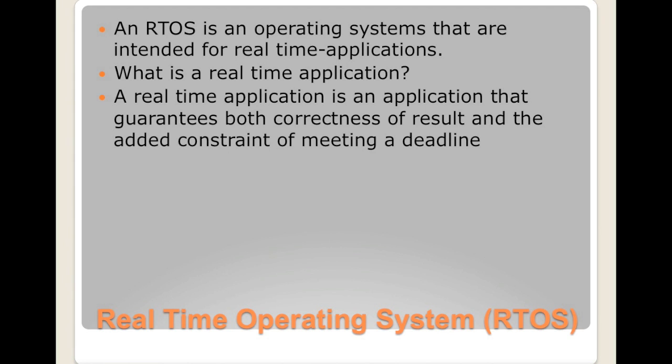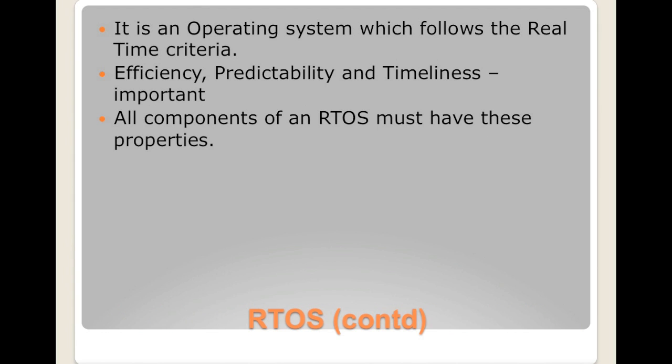Let's discuss what a real-time operating system is. It is an operating system that is intended for real-time applications. And what is a real-time application? A real-time application is an application that guarantees both correctness of result and the added constraint of meeting a deadline. It is an operating system which follows the real-time criteria. All the components of a real-time operating system must have the properties of efficiency, predictability, and timeliness. All these are very important.